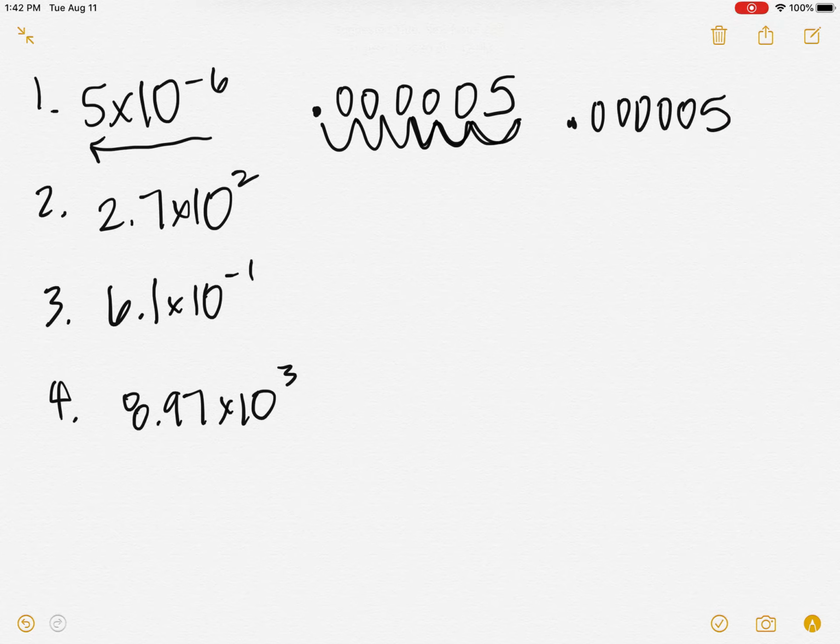0.0000005 or 0.000005, either one. But that decimal point must be there. It changes the value of your number if you omit it.